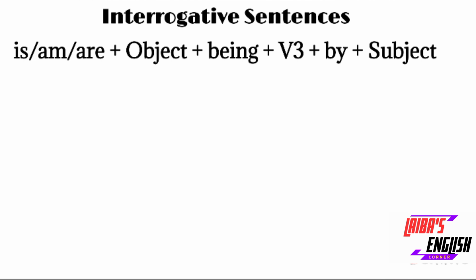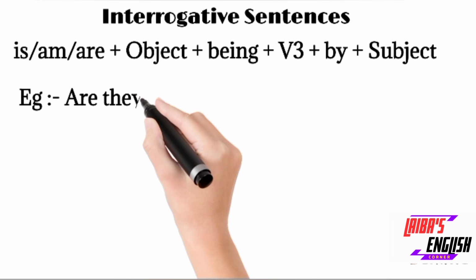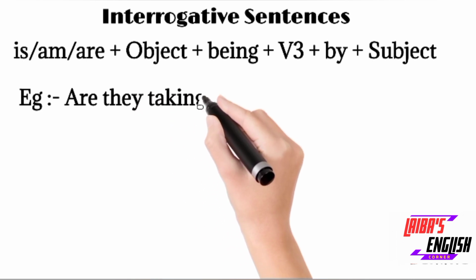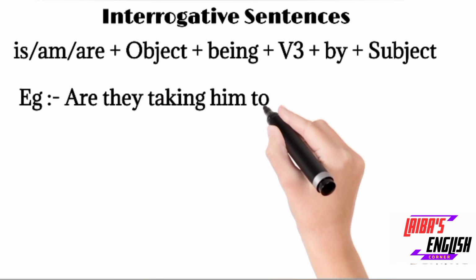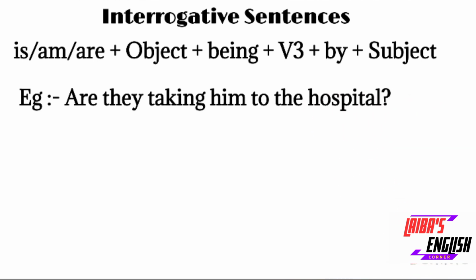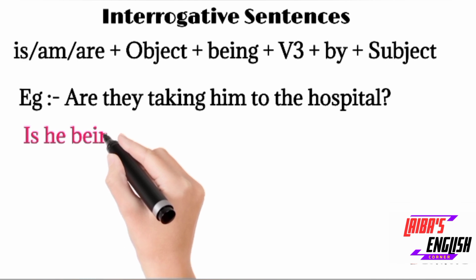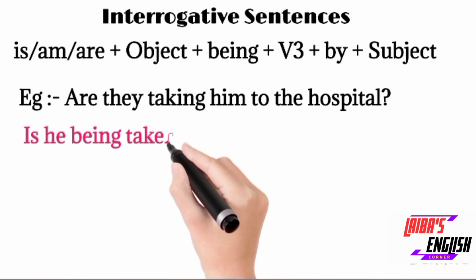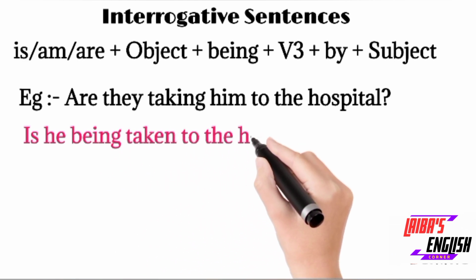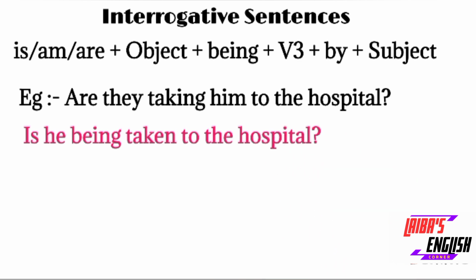If you do not put a question mark at the end of the sentence, it means the sentence you made is wrong. Example is, are they taking him to the hospital? Now this is the interrogative sentence. Now they is a subject, take is the verb, and him is an object. I already mentioned before that whenever they is used as a subject, we don't need to mention they as an object. So now him will change into he. He is singular, so we will use is with it. Is he being taken to the hospital?